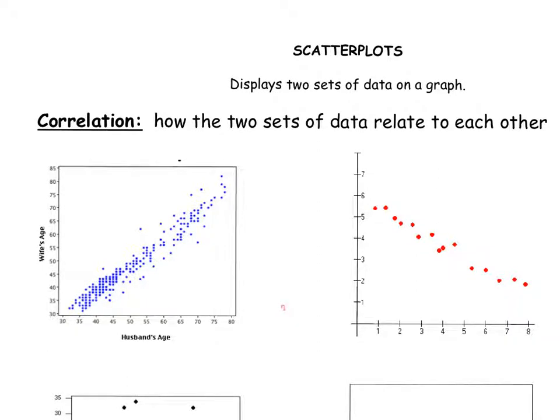Today we're going to be discussing scatterplots, and scatterplots are a type of graph where they display two sets of data. And so what we're going to be doing is looking at how the data relates to each other. And this is called a correlation. So let's look at the first example.